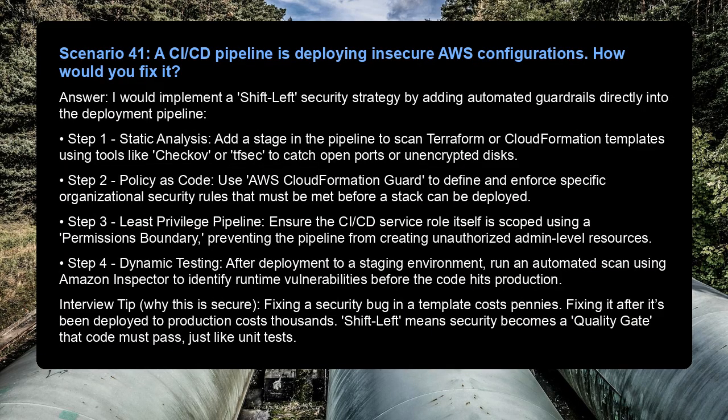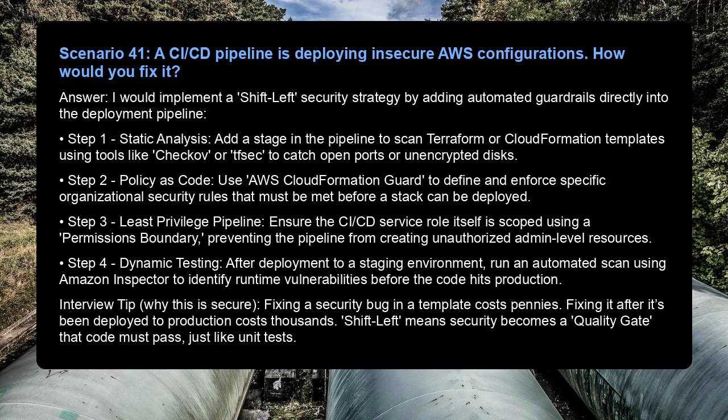Scenario 41. A CI/CD pipeline is deploying insecure AWS configurations. How would you fix it? Answer: I would implement a shift-left security strategy by adding automated guardrails directly into the deployment pipeline. Step 1, static analysis. Add a stage in the pipeline to scan Terraform or CloudFormation templates using tools like Checkov or TFSec to catch open ports or unencrypted disks.